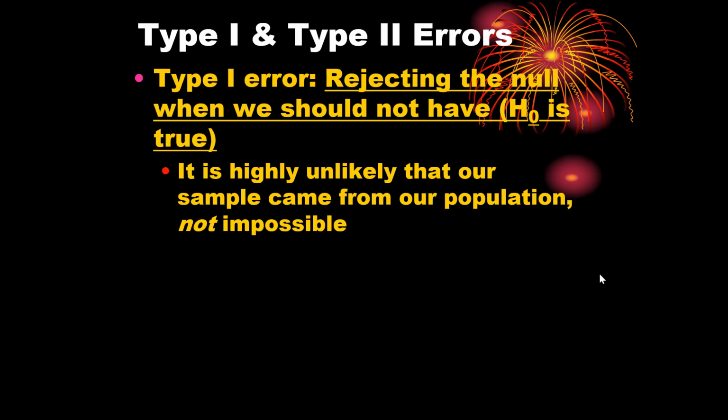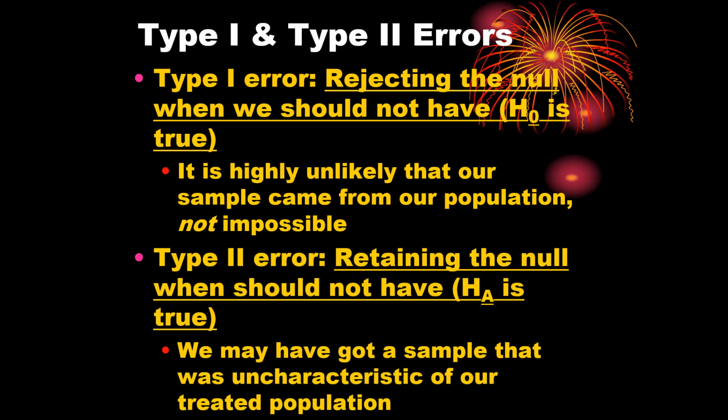All right, so remember, type 1 error is rejecting the null when we should not have. That is, the null is true, also known as a false positive. This supports that it is highly unlikely that our sample came from our population, yet not impossible. Type 2 error is retaining the null when it should not have been. That is, the alternative hypothesis is true, or a false negative. This could arise by getting a sample that was uncharacteristic of our treated population.